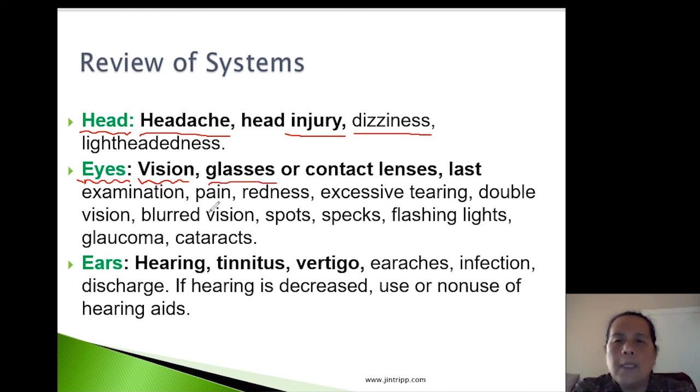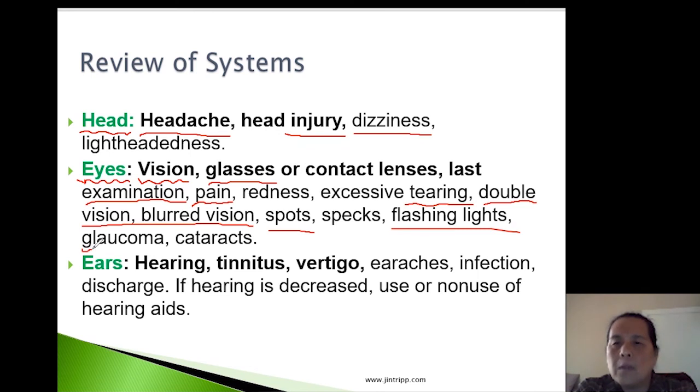And if the patient recently had an examination for the vision, and possibly has some eye pain, or maybe always has tears. And the vision problems also possibly include double vision, blurred vision, spots inside the eyes, flashing lights.